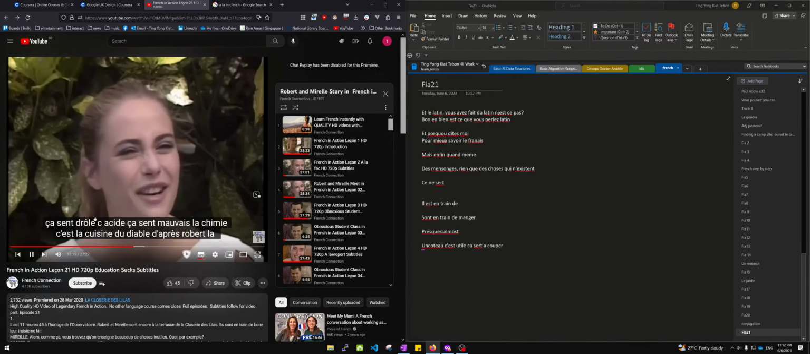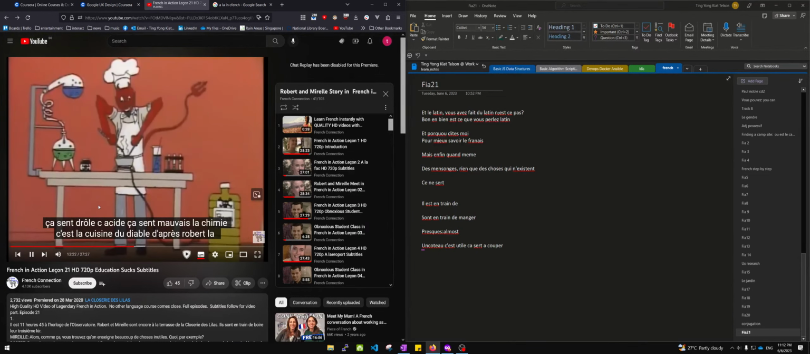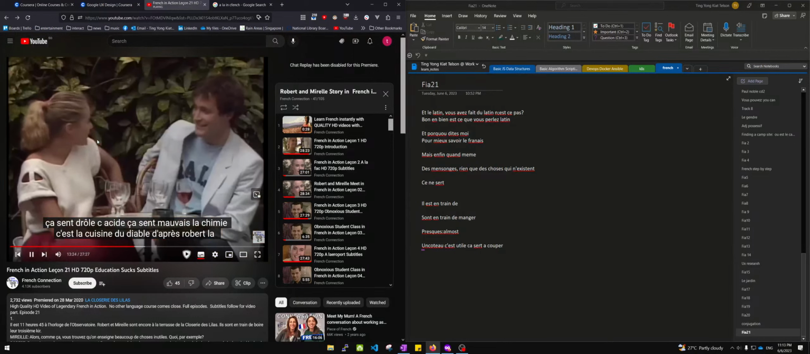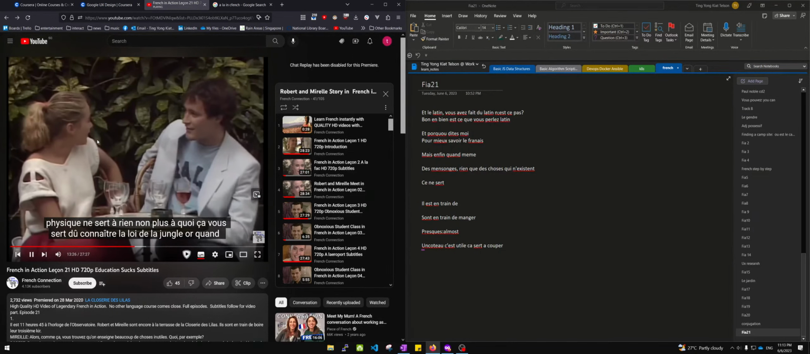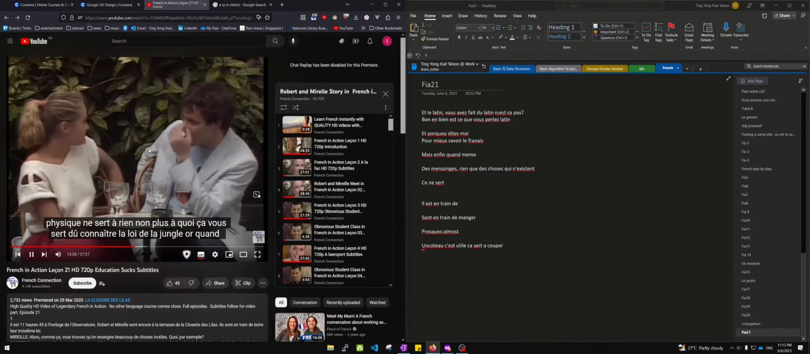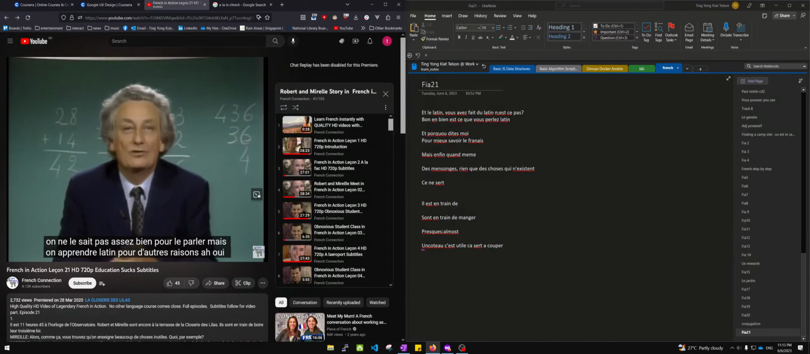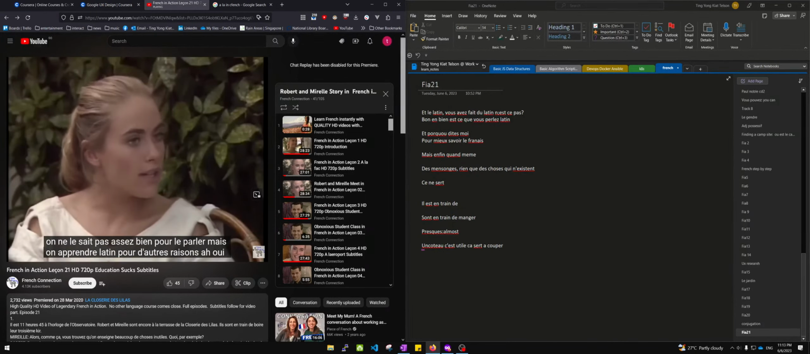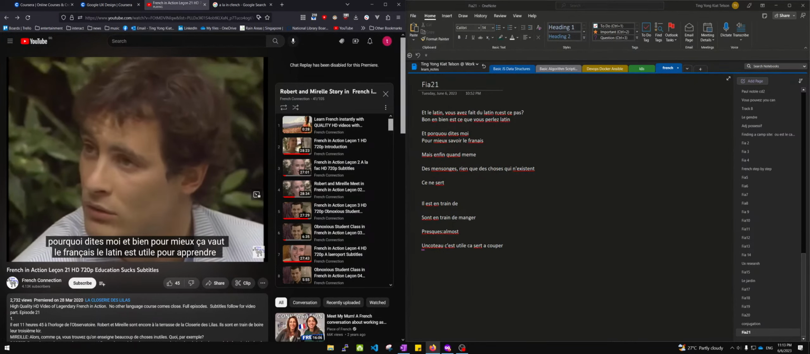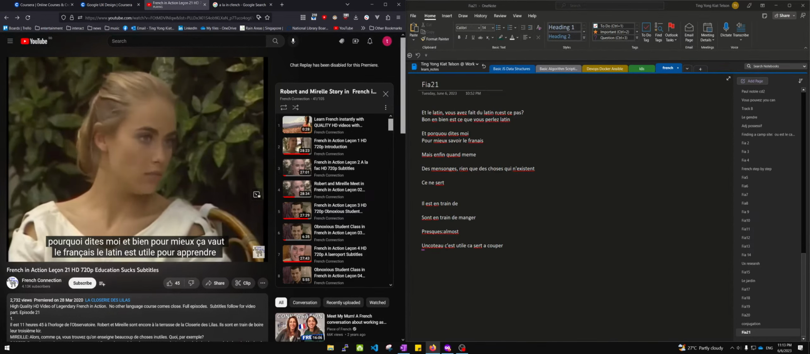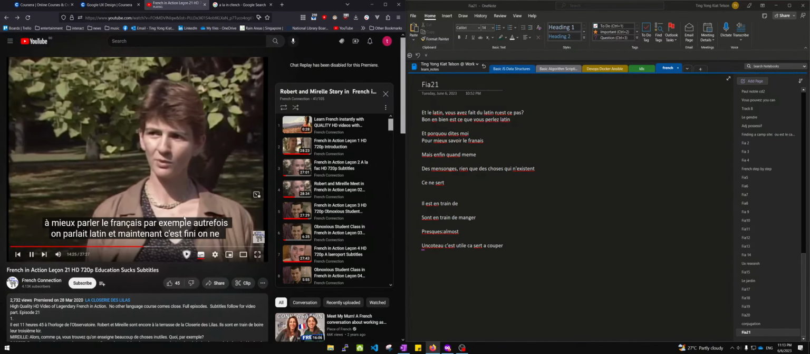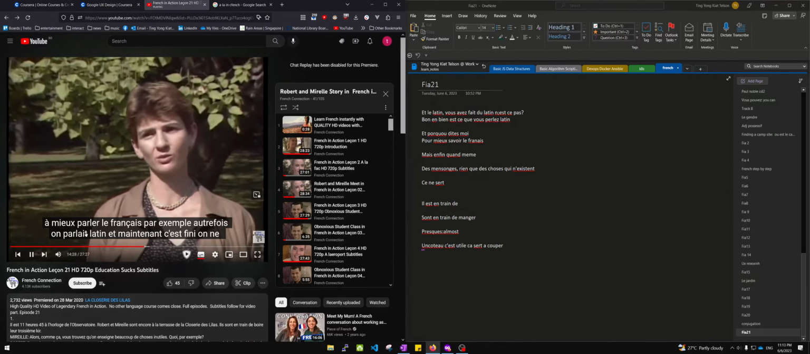Tous ces acides, ça fume, ça sent mauvais. La chimie, c'est la cuisine du diable. D'après Robert, la physique ne sert à rien non plus. À quoi ça vous sert de connaître la loi de la chute des corps quand vous tombez d'un balcon? Ça sert à rien d'étudier le latin. Parce qu'on l'étudie pendant des années, mais on ne le sait pas assez bien pour le parler. Mais on apprend le latin pour d'autres raisons. Ah oui? Et pourquoi, dites-moi? Eh bien, pour mieux savoir le français. Le latin est utile pour apprendre à mieux parler le français, par exemple.